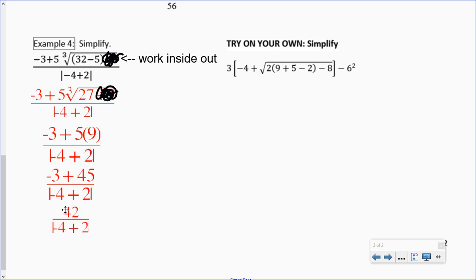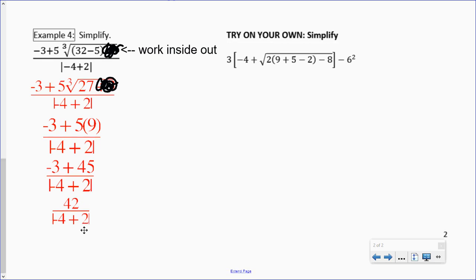So I've taken care of the numerator now. Now I need to make the denominator a single value. So I'm going to do negative 4 plus 2 inside that grouping symbol of absolute values. I get negative 2. Now that I have a single value, I'm going to go ahead and take the absolute value of that. The absolute value of negative 2 is just 2. So I get 42 over 2. I can actually divide this. So when I divide it, I get 21. Okay? Literally one step at a time.